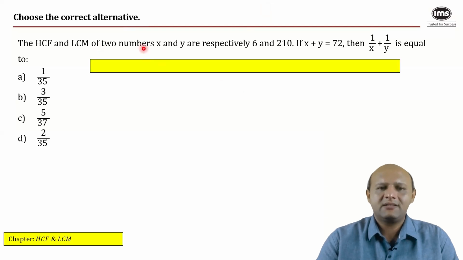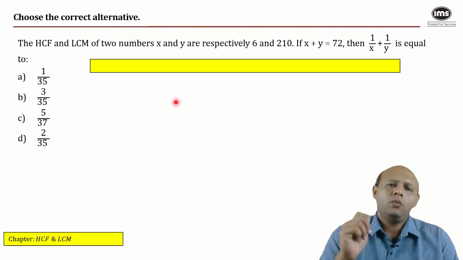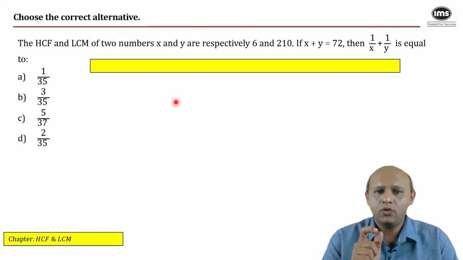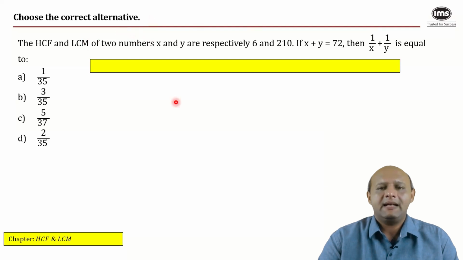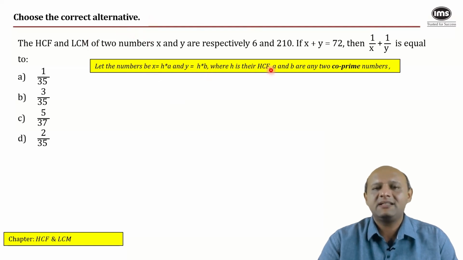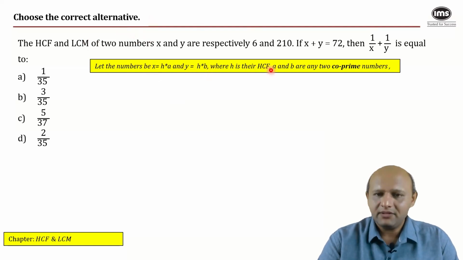It says the LCM and HCF of two numbers x and y are respectively 6 and 210. So the HCF is 6 and the LCM is 210. Now, a method we can typically adopt when you notice such statements is to assume the numbers x to be h times a and y to be h times b, where h is their HCF. Then it automatically means a and b are two co-prime numbers.